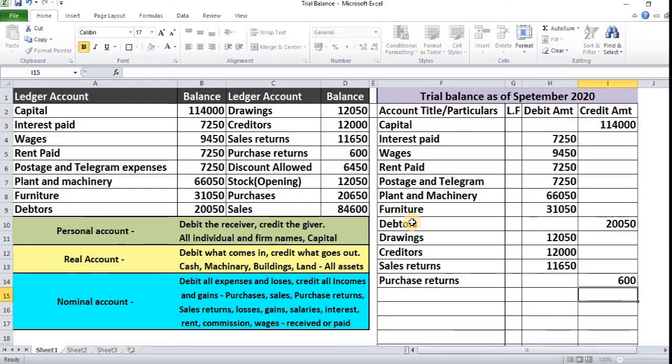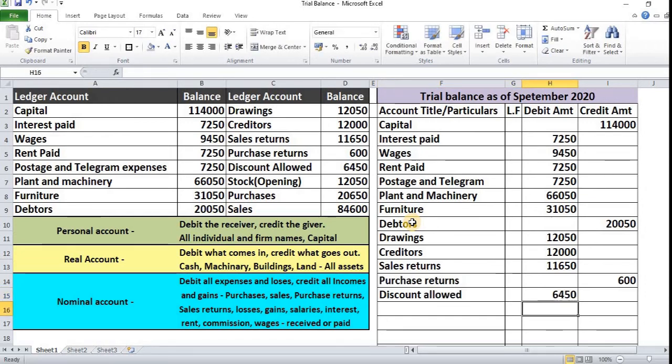Our next account is discount allowed. Discount allowed is an expense. So expenses come under nominal account. As per nominal account rule, debit all expenses. So we will mention discount allowed in the particulars column and 6,450 in the debit amount column.